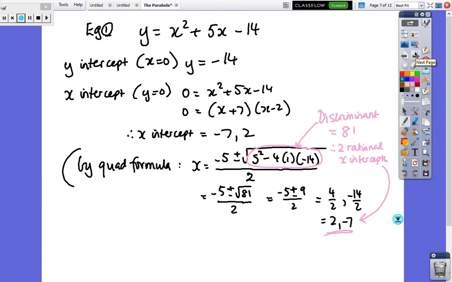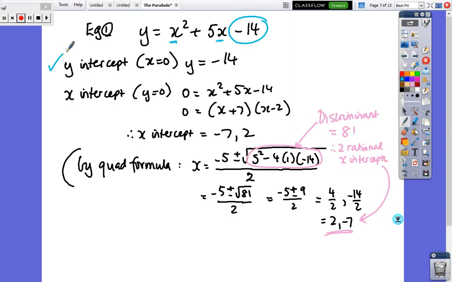Okay, so now we're just going to work through a few examples, going through all the steps. So we start off with x squared plus 5x minus 14. Okay, the y-intercept is the easy mark. The number that doesn't have any x's, that's the y-intercept. So ignore the x's, x equals 0, and you're just left with a number. So that's the easiest mark you're going to get.